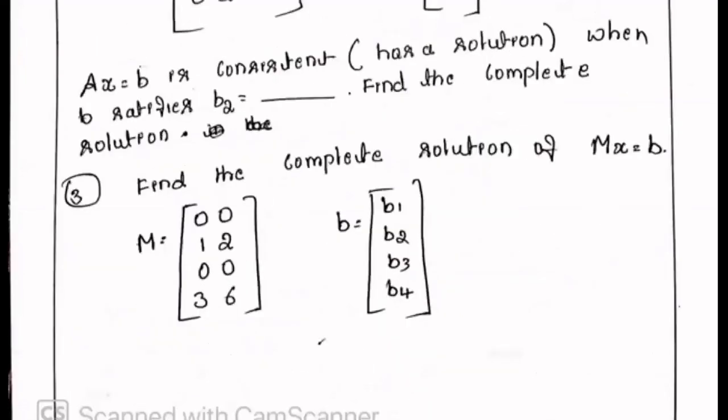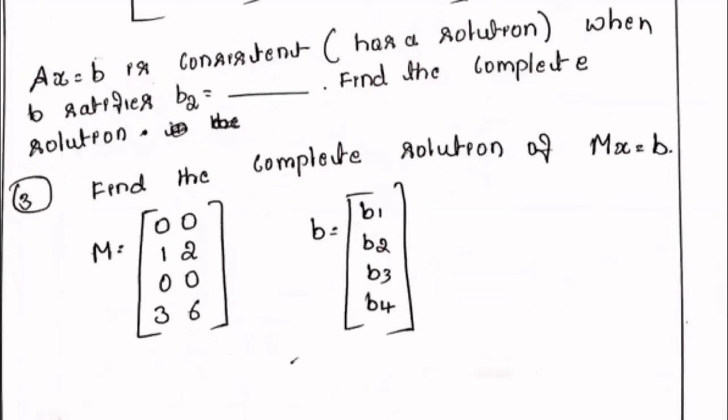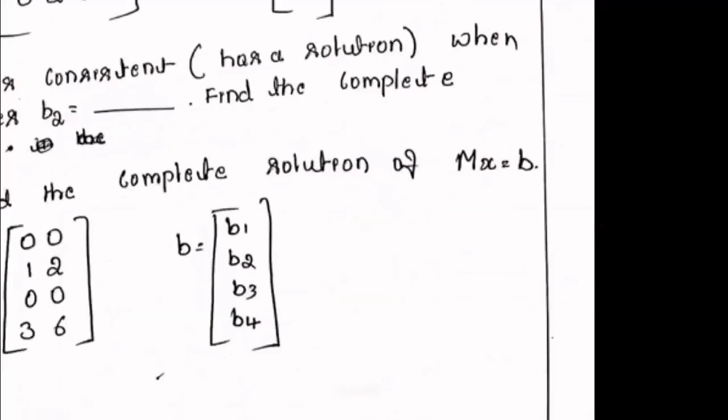So I want to give some hint about this problem: find the complete solution of Mx equal to b. Only the starting part I'll explain.